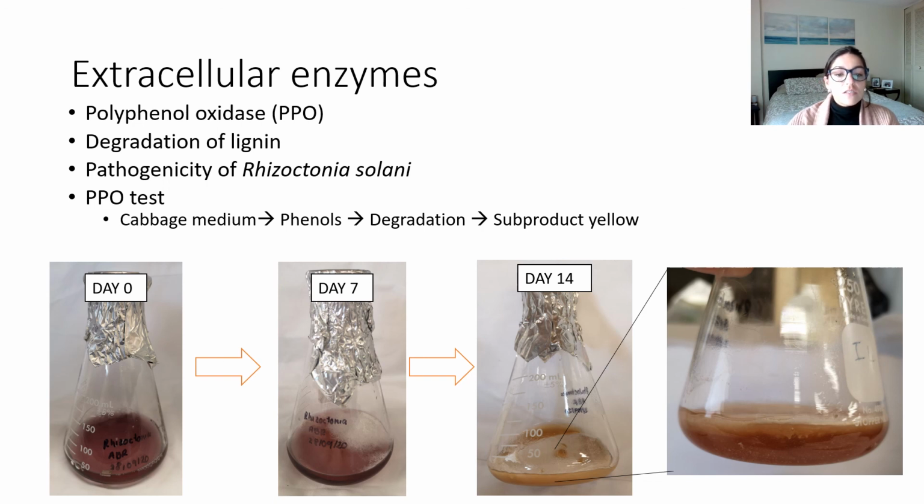When the fungus starts growing inside, it begins to use the different compounds of the medium, and among them we have some phenols in the cabbage extract. And when the fungus starts degrading them and producing polyphenol oxidase, there is a change in the color of the medium towards yellow, and it occurs because the fungus produces a yellow byproduct whenever it degrades these polyphenols from the cabbage medium.